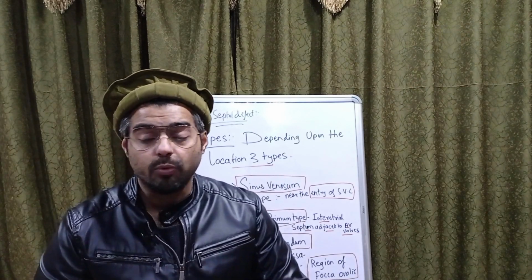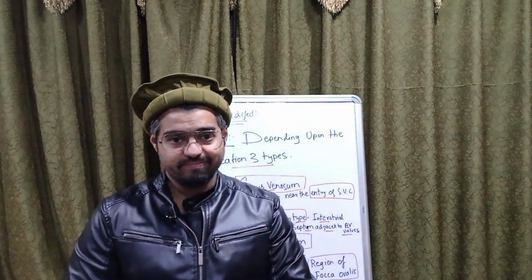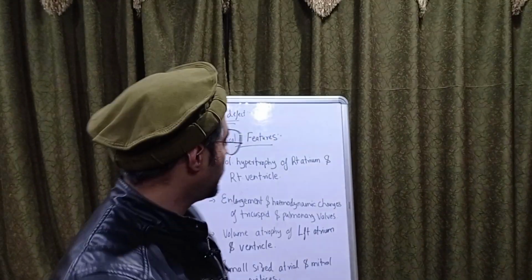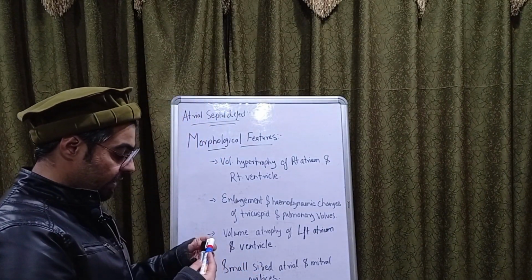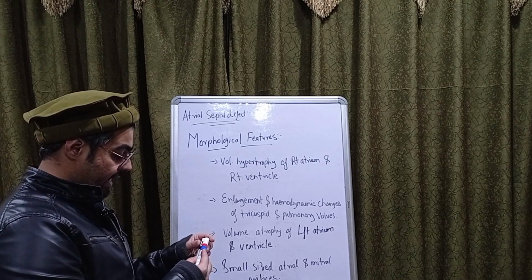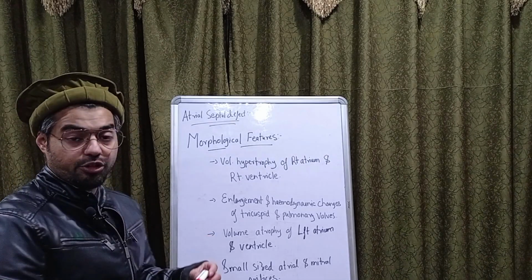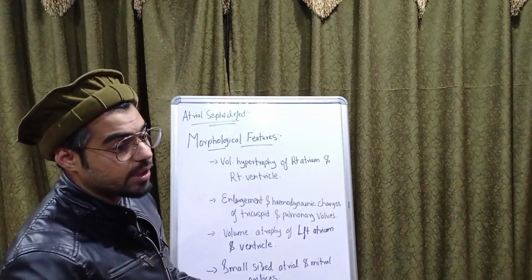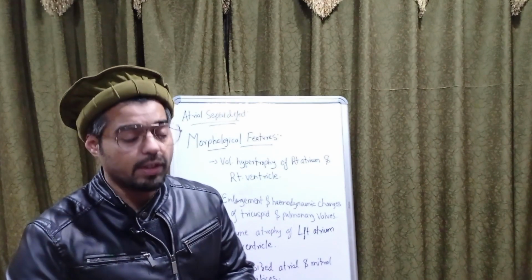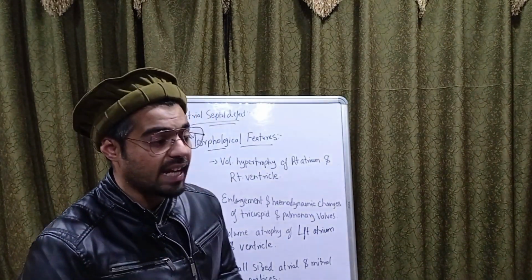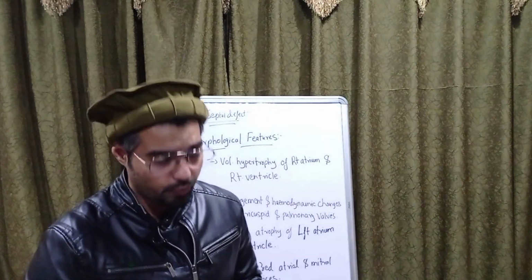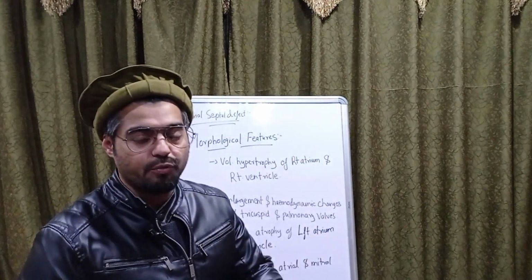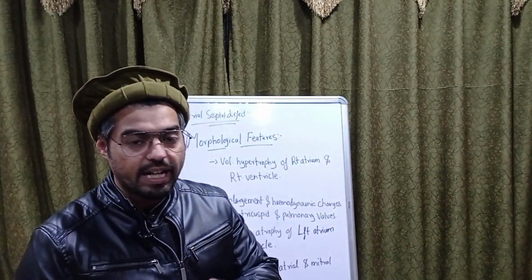Now let's come to the morphological features. First, understand that ASD is caused by a left to right shunt at the atrial level. Once pulmonary hypertension is produced, late cyanotic heart disease and right sided heart failure will be produced. Now, what will be the morphological features and the effects of pulmonary hypertension? Let's see.